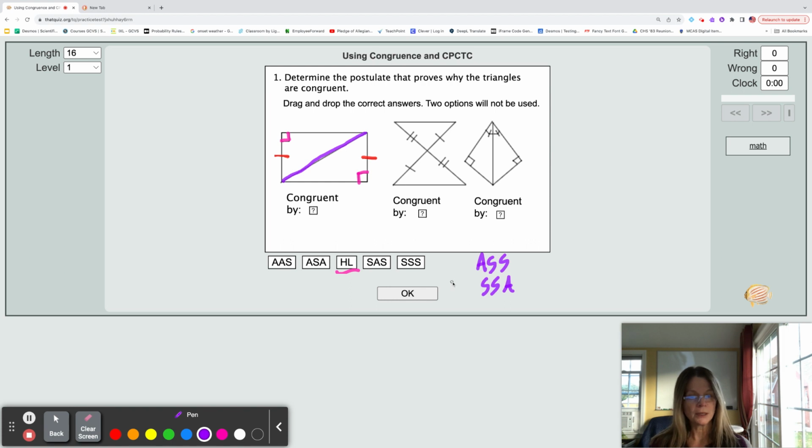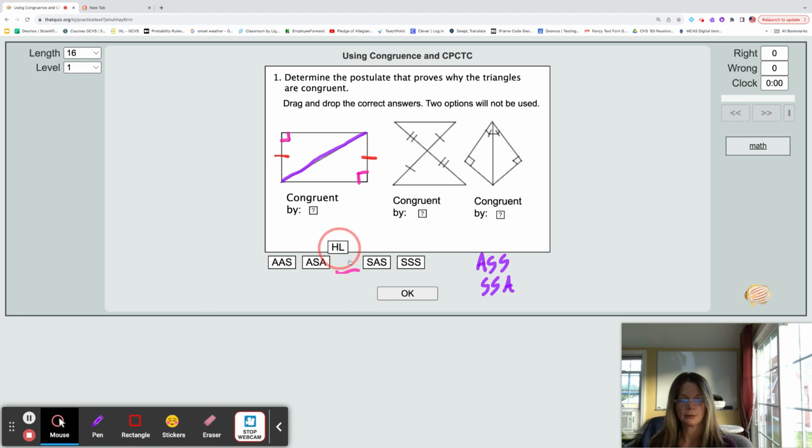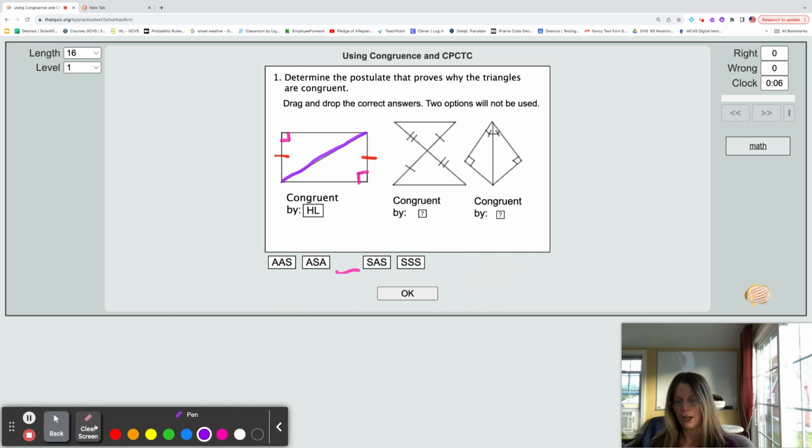Well, there is no such thing as angle, side, side, or side, side, angle. So what we do instead is we look at the fact that these are right triangles. And there is a hypotenuse that is congruent in both and a leg. So we will be using hypotenuse leg. So angle, side, side, and side, side, angle is not a legitimate postulate.